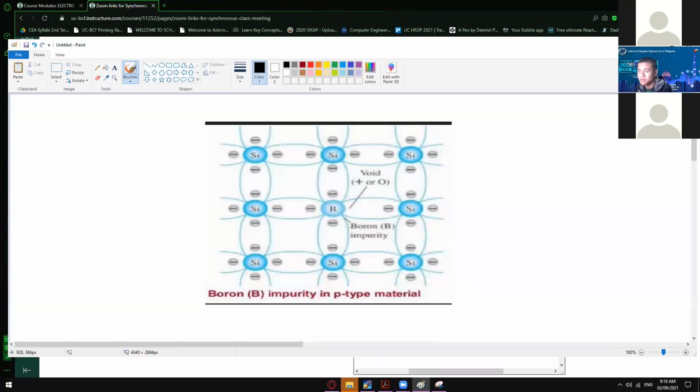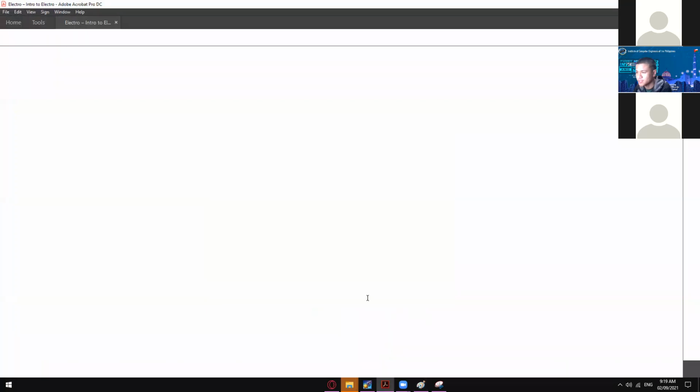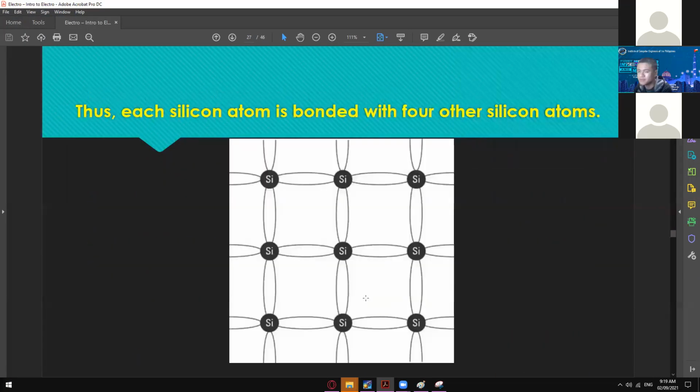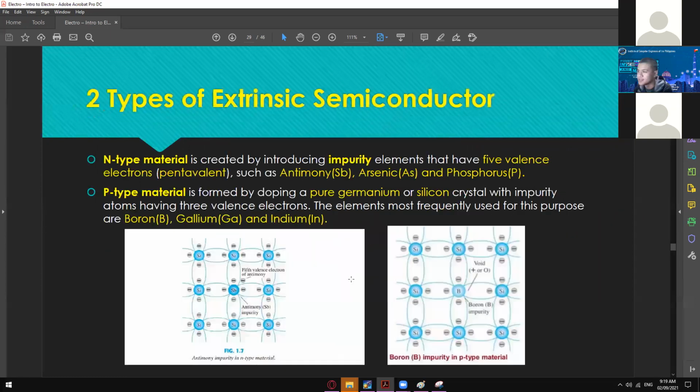For us to come up with the perfect semiconductor, which has only 4 electrons, it must be silicon only. So that's the explanation when it comes to the two types of extrinsic semiconductor.